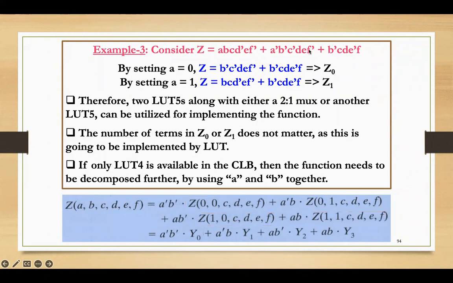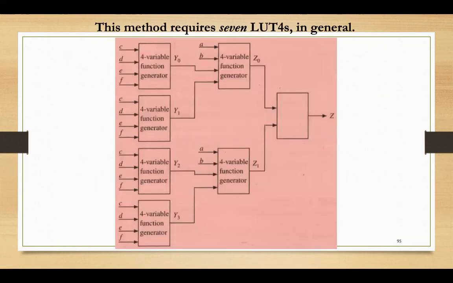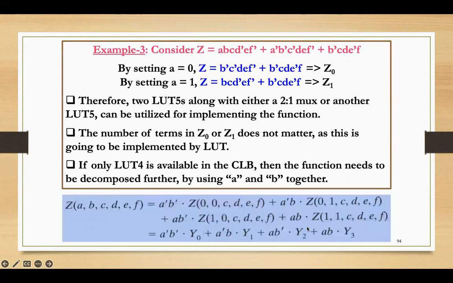So Shannon's decomposition theorem helps us to reduce the number of inputs. Similarly, if I just have a 4-variable function, then I'll give it to another 4-variable function generator, and then finally get it. Now you must be thinking, how is it that y0 and y1 are connected only to this, and y2 and y3 are connected to that? You can see the expression here.